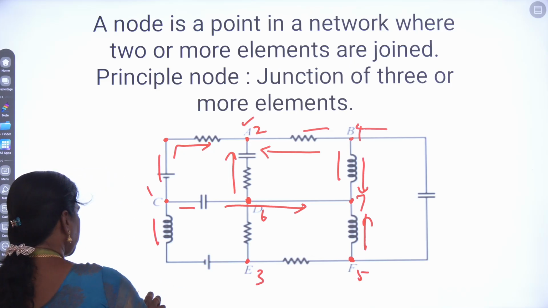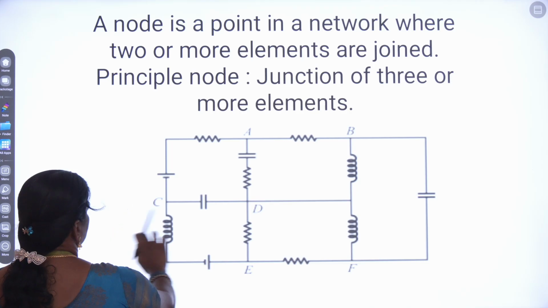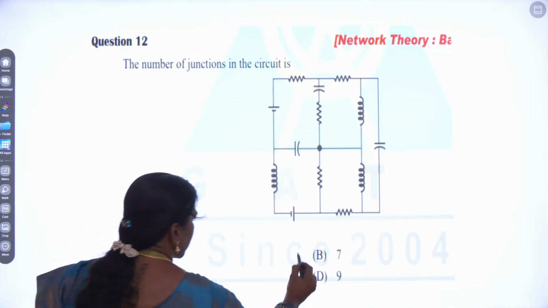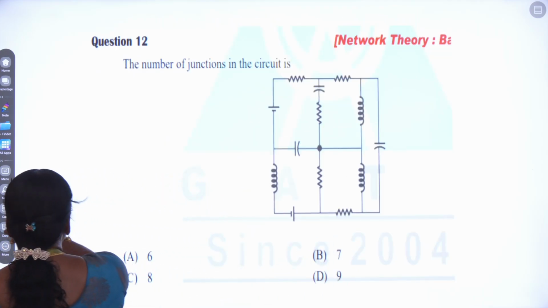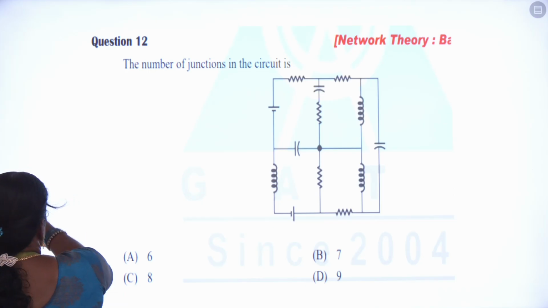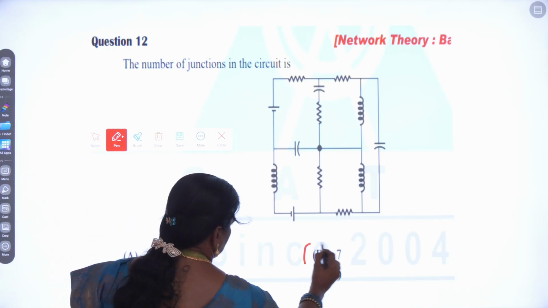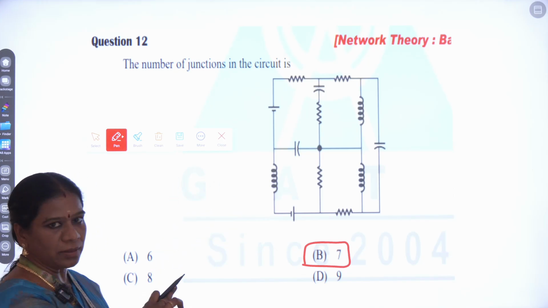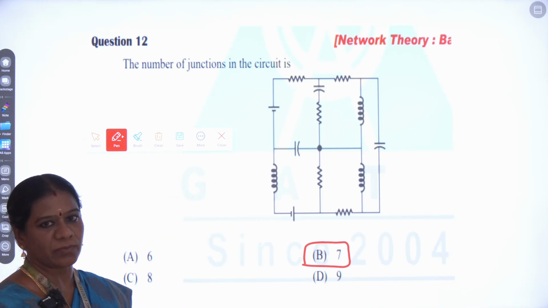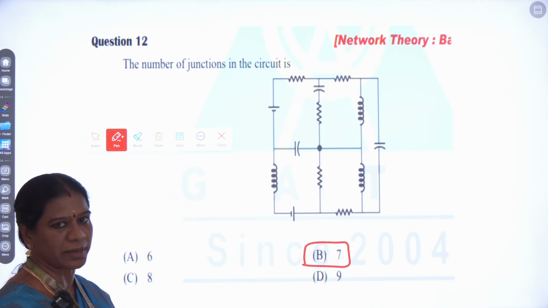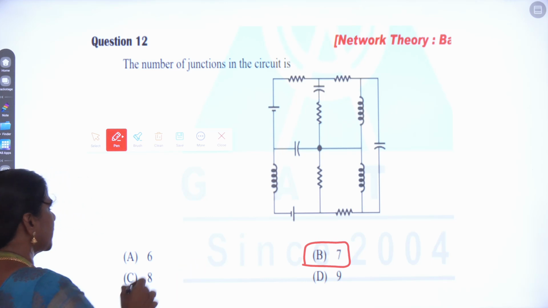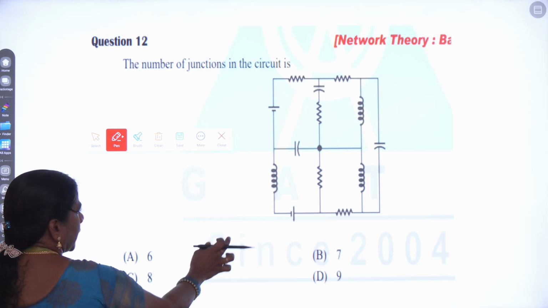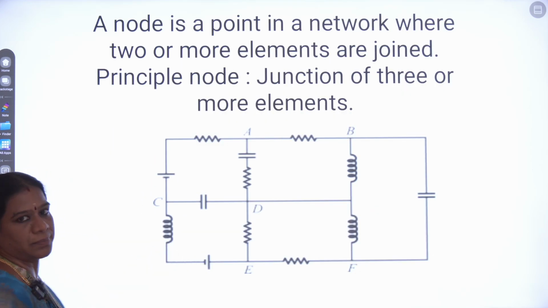So here the option B will be our answer. The problem is given, some circuit is given, and we have to find the number of nodes in this particular problem. We have calculated that the number of nodes is 7.